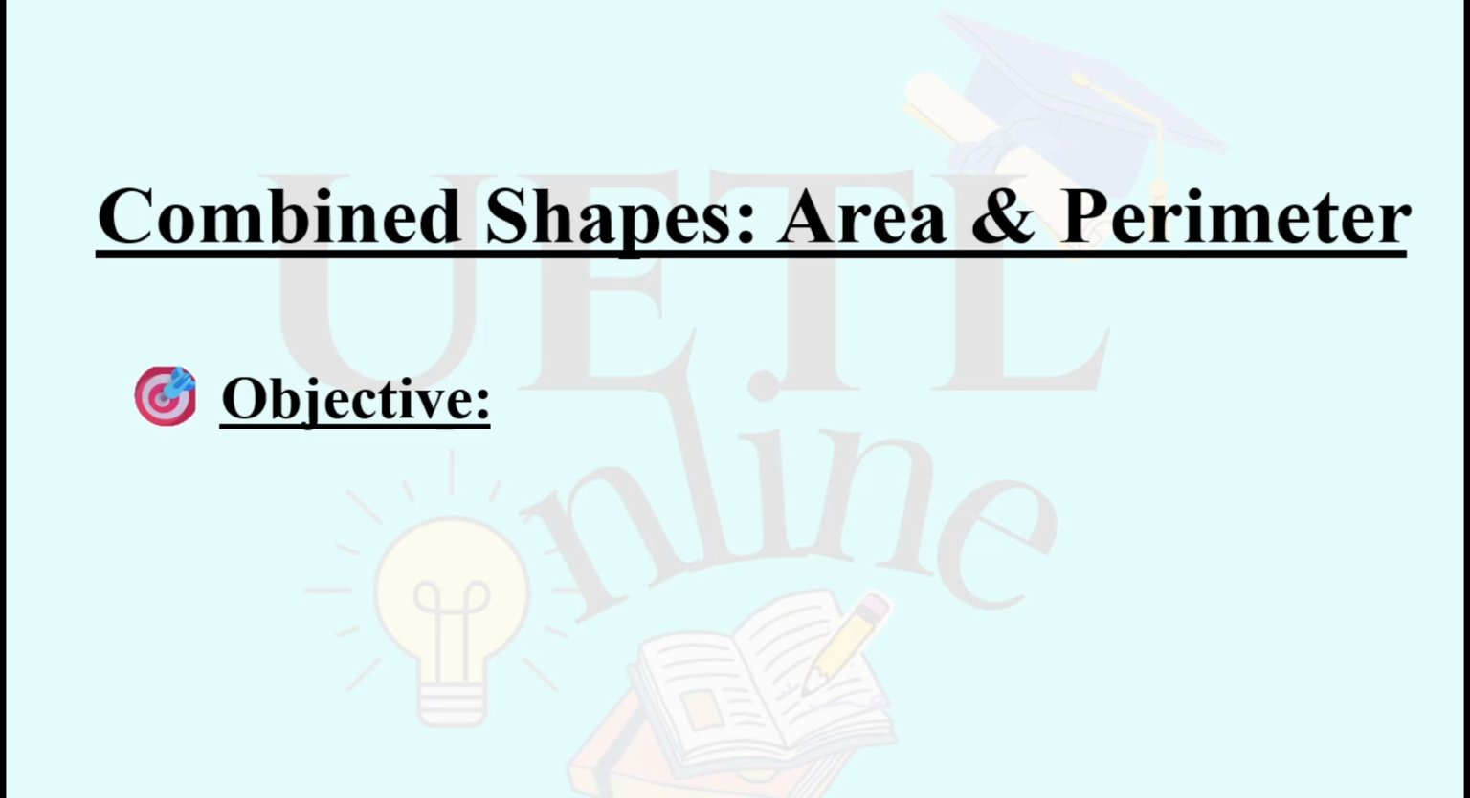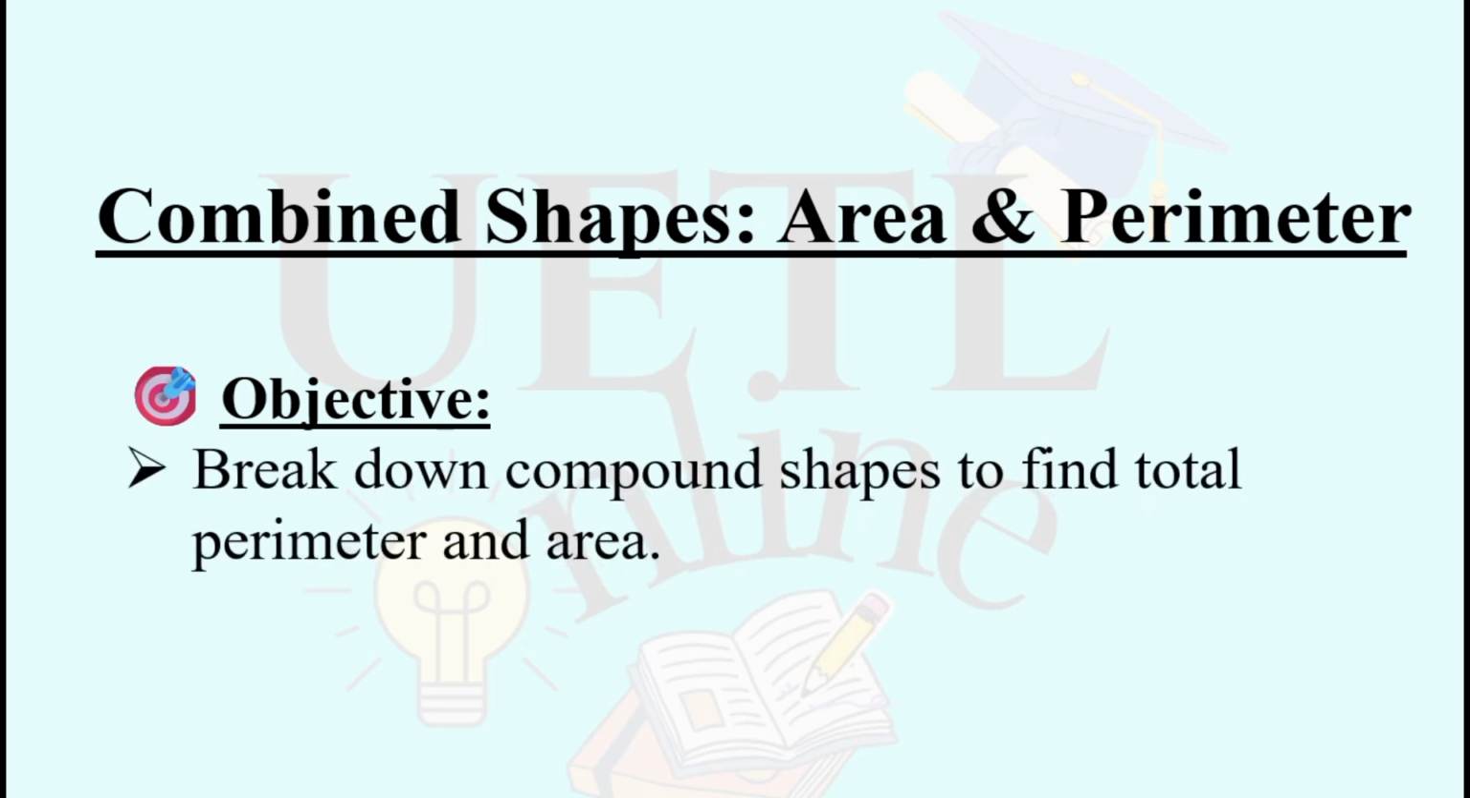Now we are going to look at combined shapes. We're going to be finding the area and the perimeter of combined shapes. Our objective here is to break down compound shapes into the common shapes we know, and find the total perimeter and the total area.